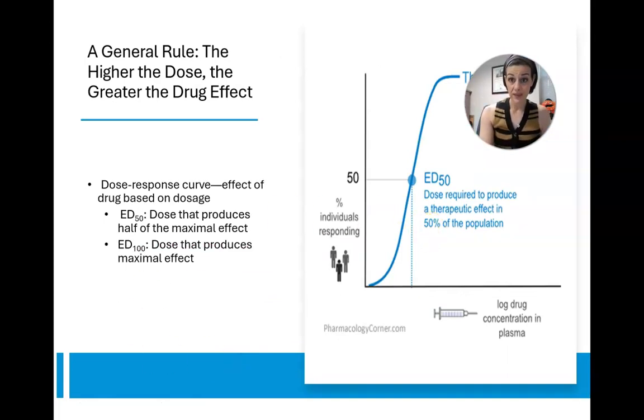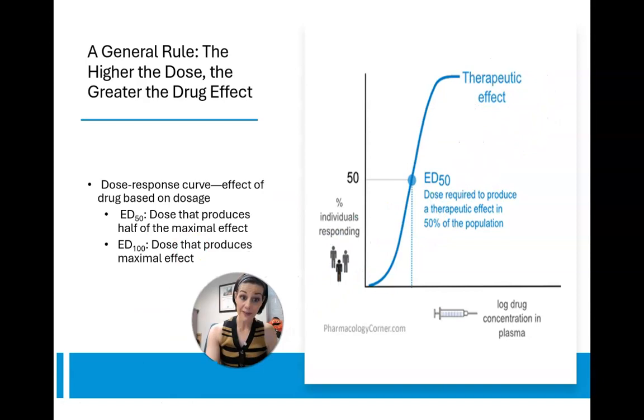Now, as a general rule, the higher the dose, the greater the drug effect. The more ibuprofen I take, the greater pain relieving feeling I am generally going to get. What you're looking at here is what is referred to as a dose response curve. This tells you the effect of a drug based on its dosage. On your y-axis is the percent of individuals that are getting effects from that drug, and on your x-axis is the logarithmic drug concentration that's present in plasma.